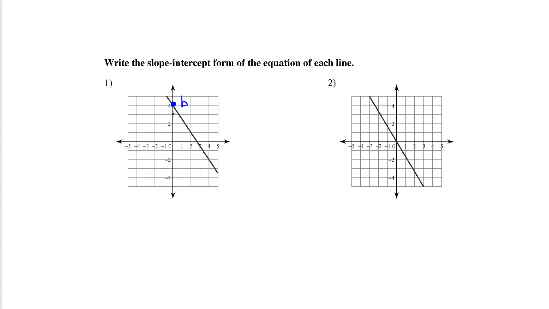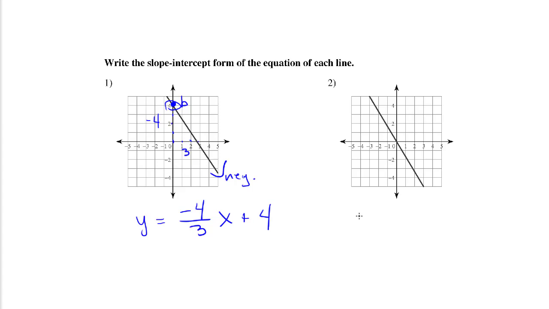Looking at it, I go down 1, 2, 3, 4, and over to the right 1, 2, 3. So that's a change in 4 on the y and a change in 3 on the x. It's actually negative 4 on the y because we're going down to the right. So that's going to be a negative slope. Okay, so my slope is minus 4 thirds: y equals minus 4 thirds x plus my b value, which is 4, plus 4. That is the equation of this line shown in the graph in y equals mx plus b format.